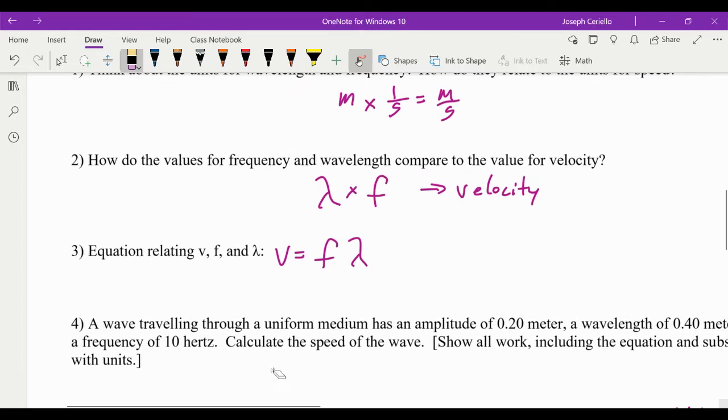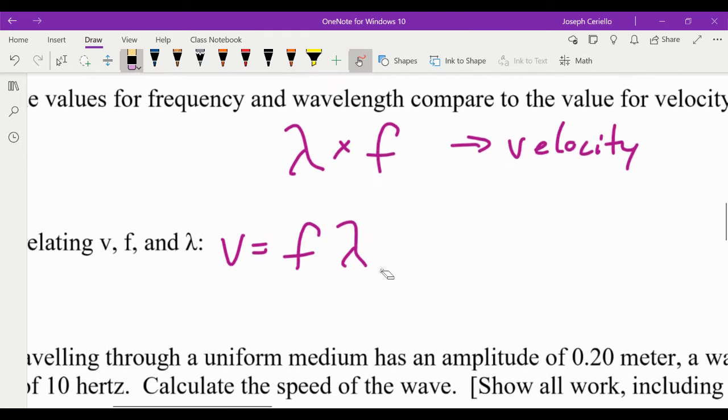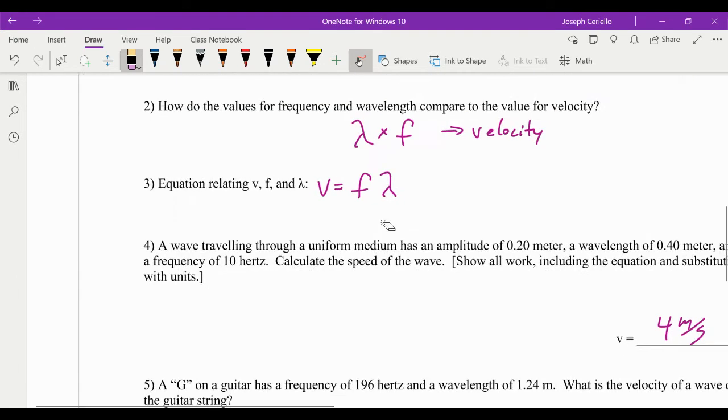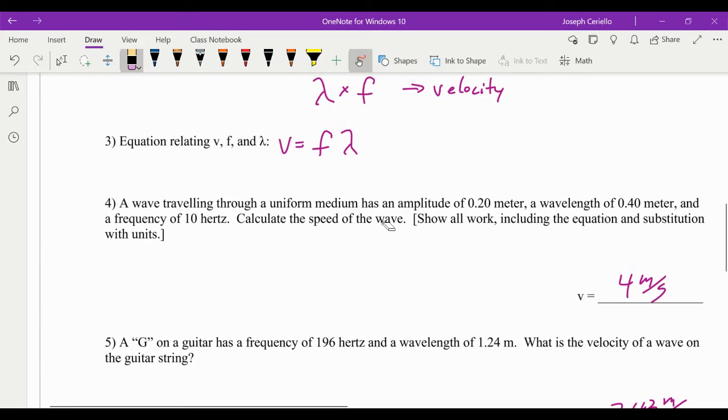So what we have here is wave speed equals frequency times wavelength. Maybe you want to write that down, write out the words, but that little lambda symbol is wavelength. So let's check out this question. It's an old one from a little way back, but we actually didn't do this part of it, finding the velocity, the speed of the wave.